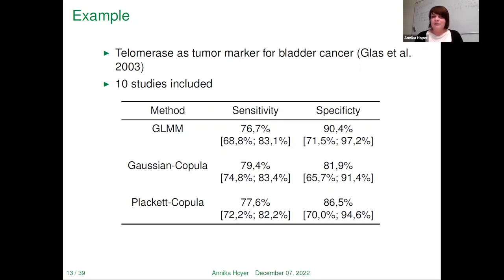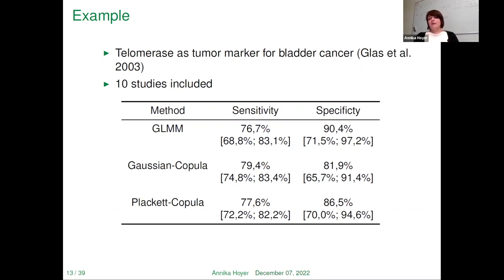This example data set is of special interest due to another fact. In this example data set, we have strong negative correlations between sensitivity and specificity. And this is why the generalized linear mixed model is often criticized, because we have estimates for sensitivity and specificity, but if we are interested in estimating the correlation between them, then we get no result for the generalized linear mixed model. So it cannot cope with negative correlations that are too strong. And this is not the case for the Gaussian or Plackett copula approach. So there we get some results for the negative correlations. And that means the copula model works more stably compared to the mixed model approach.